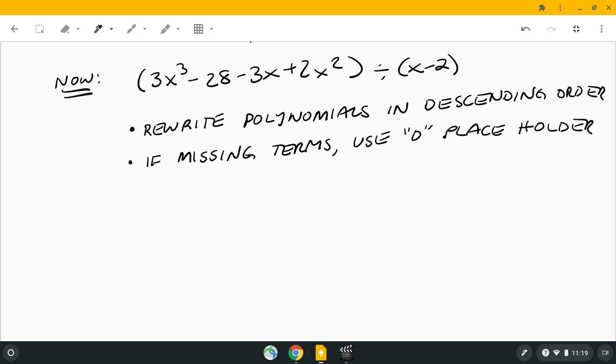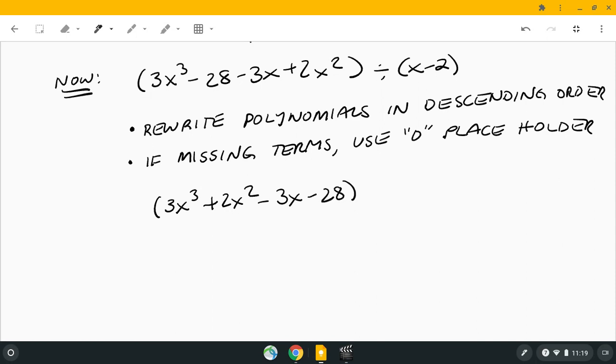This here is not in descending order. We start off with x cubed, and the next term should be x squared, which is way over here. So I'm going to fix this so that it's in order. It's 3x cubed, and then plus 2x squared, and then the x term comes next, and then the minus 28.